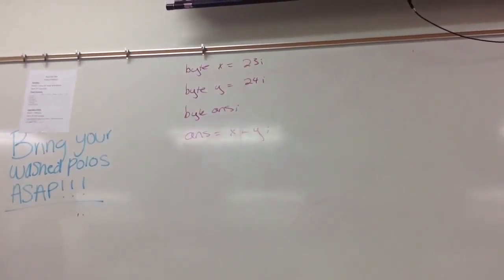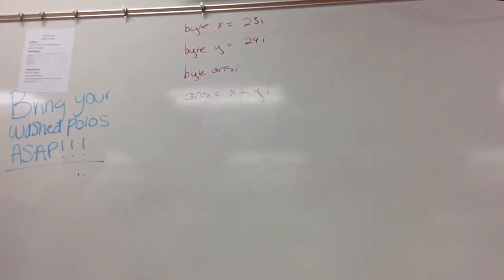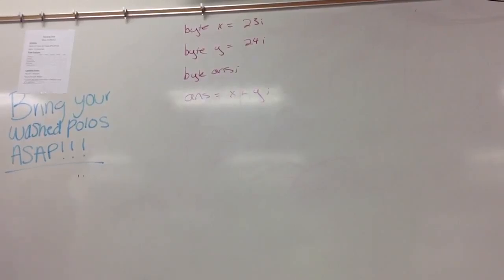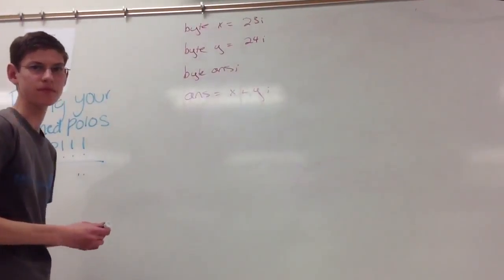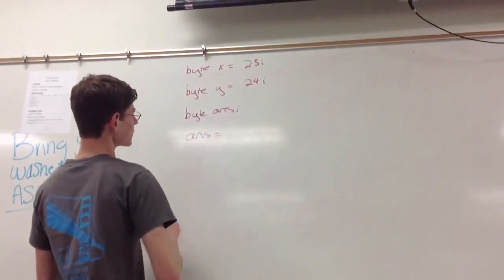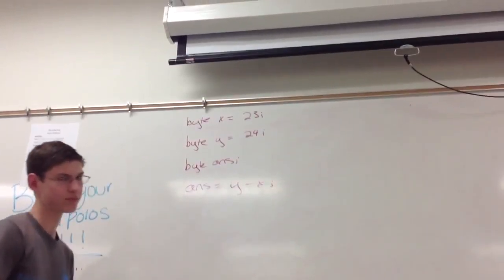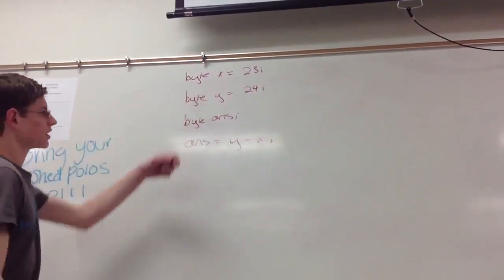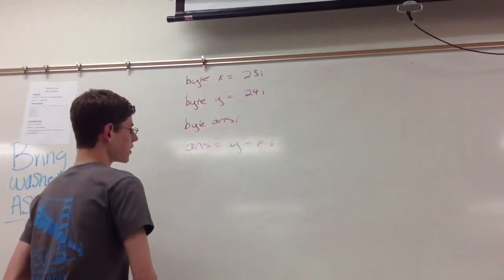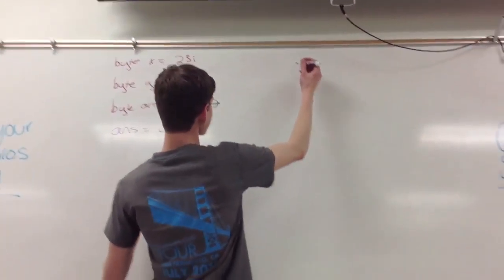X plus y. What's ANS? X plus y, right? 47. So ANS is 47. What if I said, let's not worry about negatives right now, let's say y minus x. It's very simple. 24 minus 23, right? It's 1. So I'm just showing you what the actual binary arithmetic operators are.